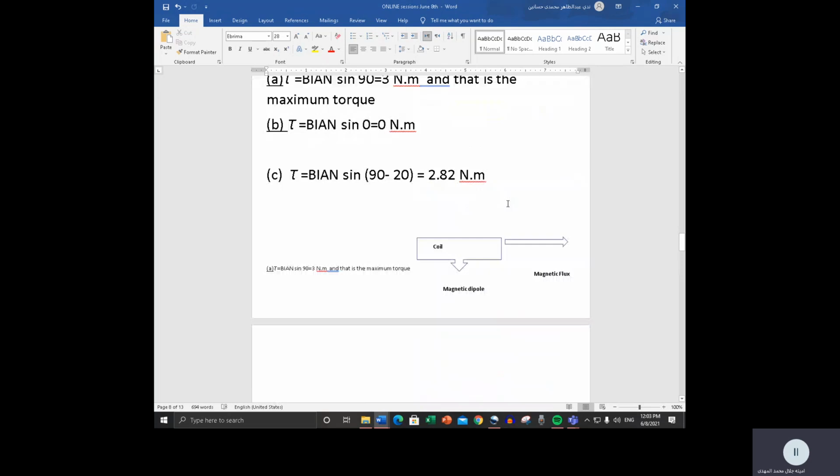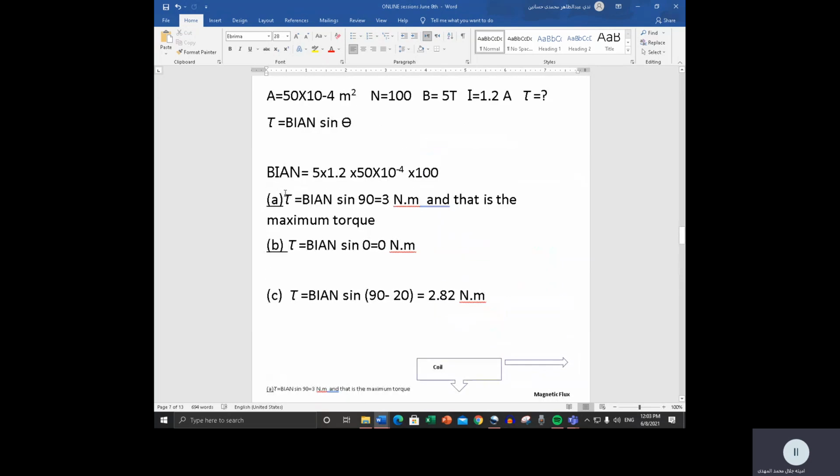All right. So look here, the law says that the torque equals BIAN sine theta. I can put the numbers here. B equals 5, I equals 1.2, A equals 50 times 10 to the power of negative 4 because I converted into meter squared, and multiplied by N, which is 100. So as you see here, BIAN, I have the values of all the things required.